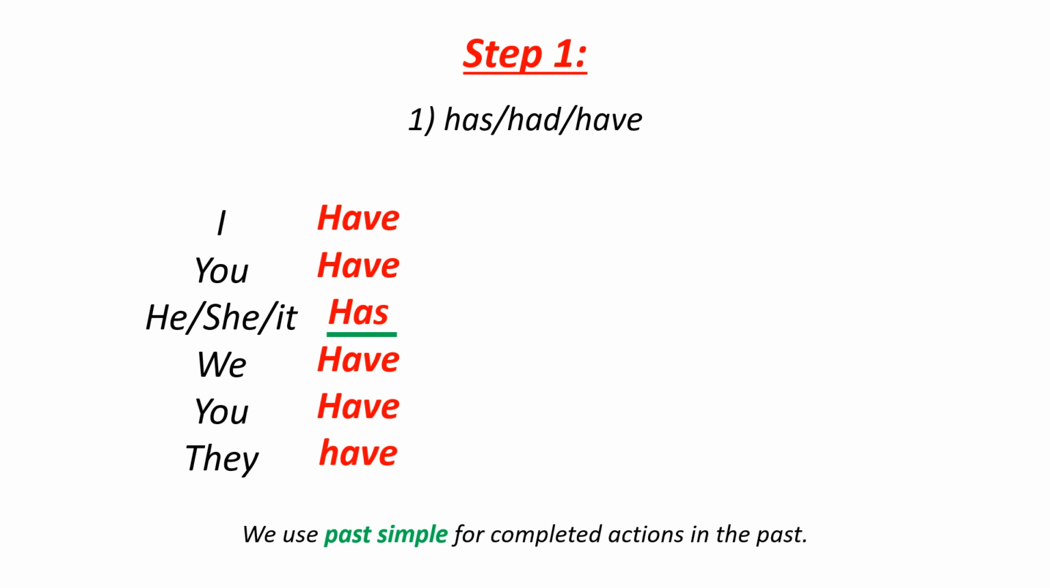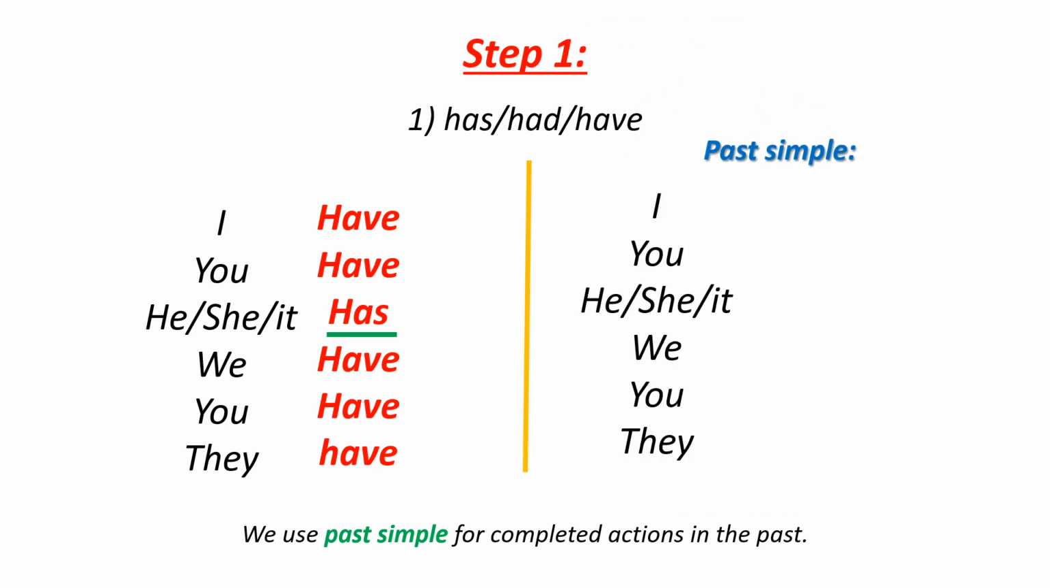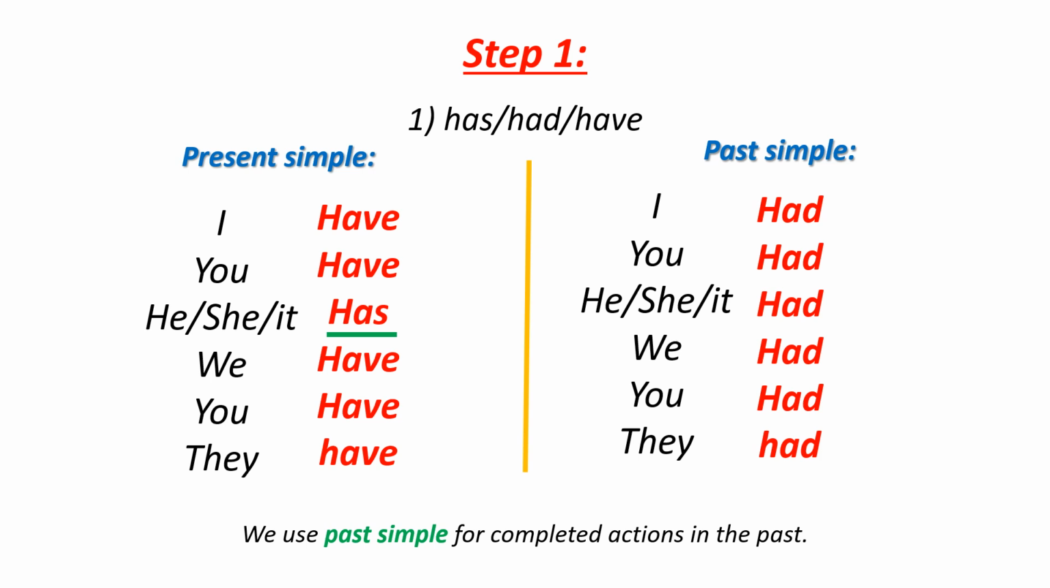Now we will know when we use had. We already know when we use have and has. Now we'll talk about had. The same thing. We will talk about the past simple of the verb have. We must have the subject pronoun, then had: I had, you had, he had, she had, it had, we had, you had, they had. It never changes. The first one is the verb have conjugated in the present simple, and the second is the verb have conjugated in the past simple.